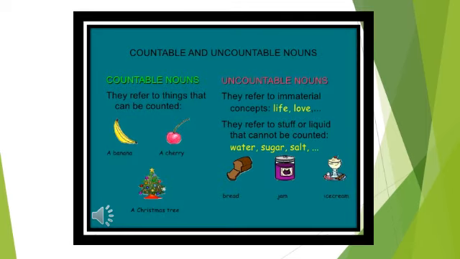In the same way, on another slide, a banana, a cherry, a Christmas tree, these are countable nouns. Again, among uncountable nouns, love, life, and all abstract nouns are part of uncountable nouns. And if we talk about material nouns, for example, water, sugar, salt, they cannot be counted. That is why they are also uncountable nouns. So that was the lecture on today's topic.